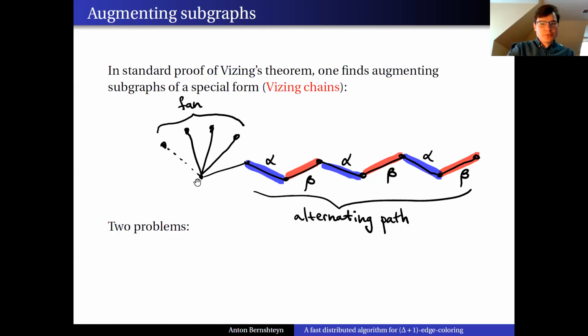And well, there are two problems with this. One problem, if you want to adapt this argument to the distributed setting, is that it is impossible to treat edges one at a time. In the proof of Vizing's theorem, we just color one edge, extend the coloring to include one edge and then another one.